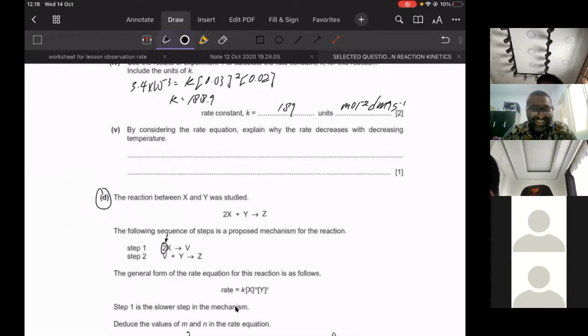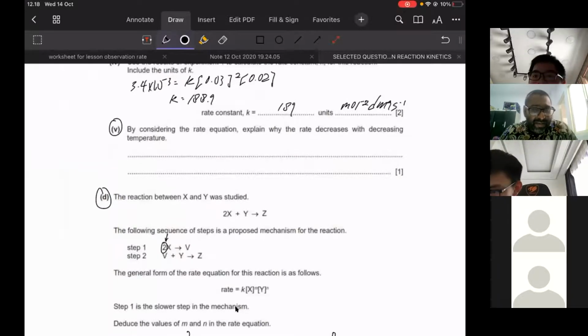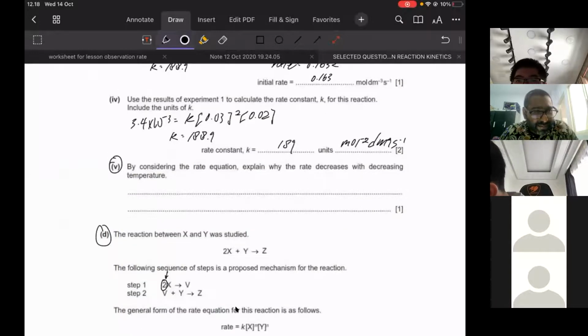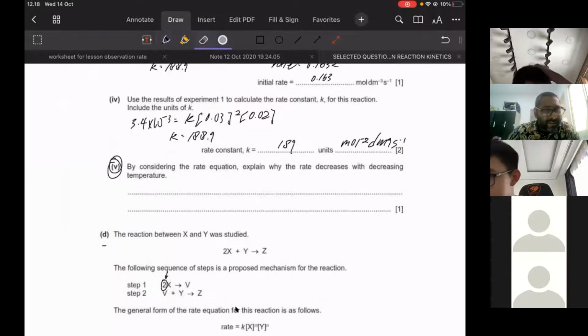Sir, how do you number V? How do you do this one, right? Which one? You're circling 4 or D? This one, V, D. By considering the rate equation, explain why the rate decreases with decreasing temperature. What is your rate equation?